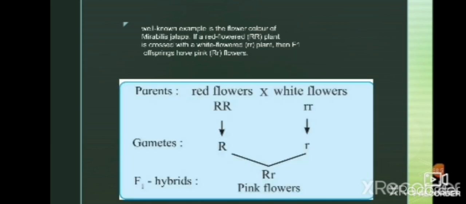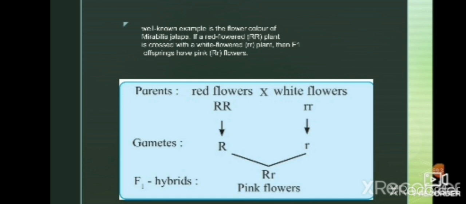A well-known example is the flower color of Mirabilis jalapa. If a red flowered plant, capital R, is crossed with a white flowered plant, small r, the red flower is denoted by capital R and the white flower by small r. Then the F1 offspring have pink flowers, that is capital R small r.